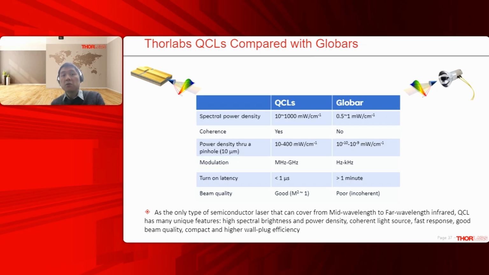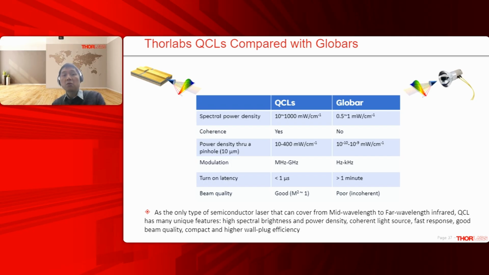Because of the intrinsic feature, QCL is the only type of semiconductor laser that can cover the entire wavelength range in the mid-infrared. And QCL is very compact. So if we compare the QCL with another type of compact light source in the mid-infrared, the globar, we can clearly see the advantage that QCL can offer. First, since it's a laser source, the QCL has very high spectral brightness. The spectral power density is 3 to 4 orders of magnitude higher than the globar.